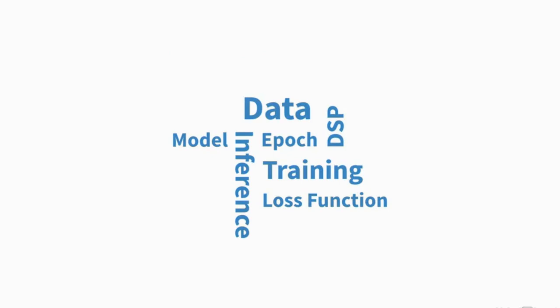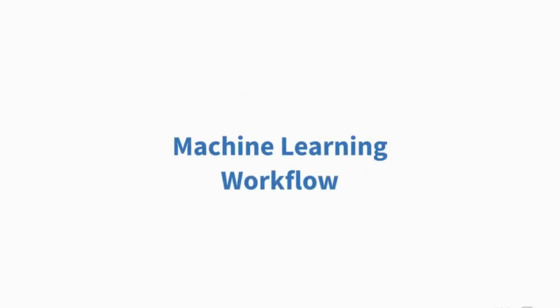Training, data, DSP, loss functions, ethics, and inference all play important roles in the process of building and deploying machine learning on edge devices. By understanding these elements and how they interact, you can better understand the systems we'll be using for our machine learning prototype.